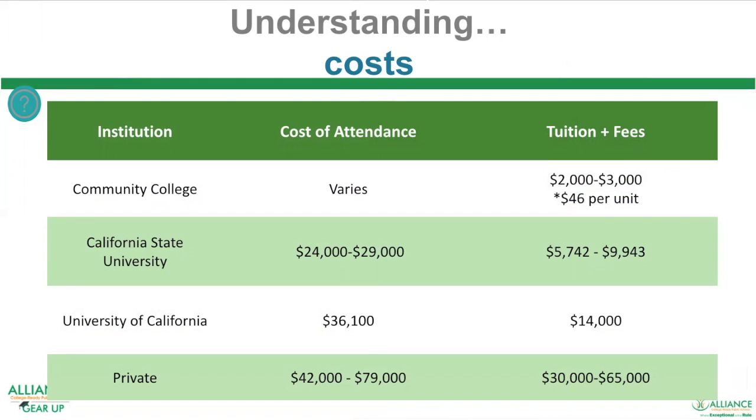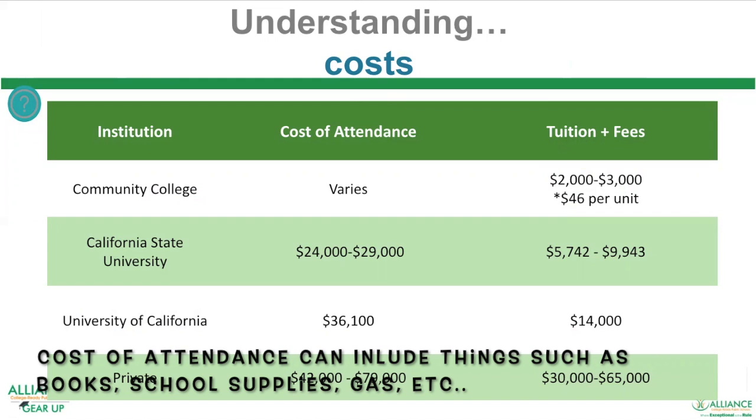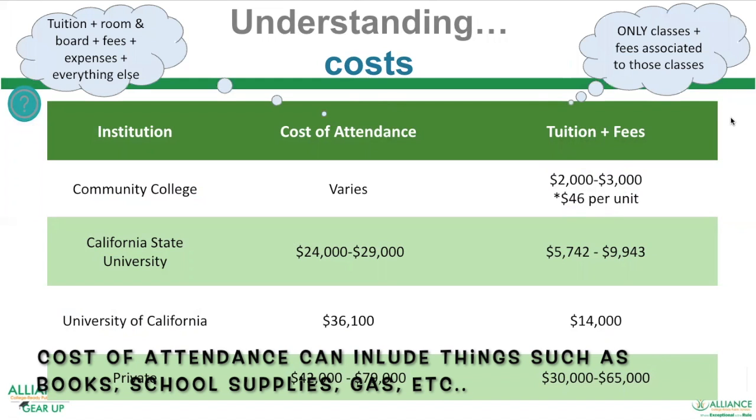$5,742 to $9,943. Now, UCs, it costs $36,100, tuition and fees $14,000. Private schools, $42,000 through $79,000, and cost and tuition $30,000 to $65,000. So you guys can see here how these costs range. It's really important to pay attention to these costs now so you know how to better prepare yourself when you're getting ready to go to college.